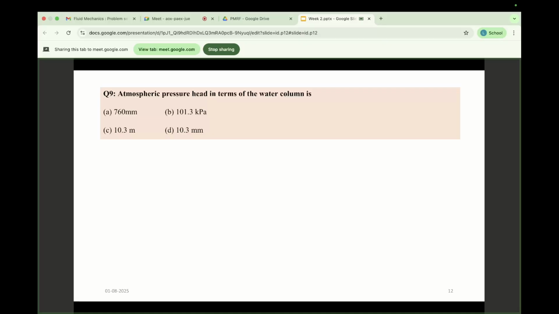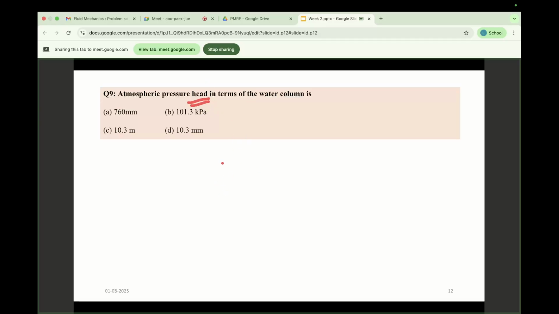So this is another short question. Where it is at the atmospheric pressure, the head in terms of this water column is what? So what is pressure head? If the term atmospheric pressure means P, we are talking about P atmosphere, but if this term head is included, that means it talks about the height, that is H.